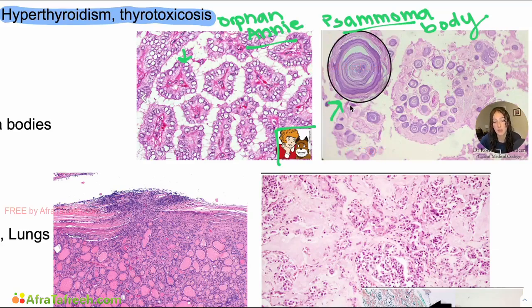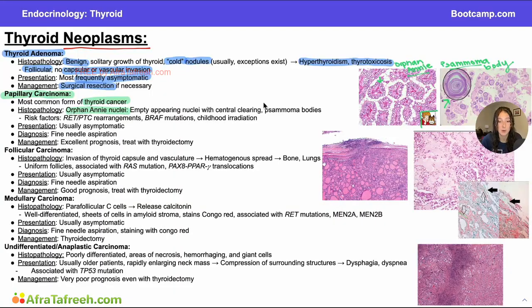And both of these pictures, although they can be seen in other pathologies, are not really seen in most of the other thyroid cancers. So they are going to be helpful for you to distinguish which thyroid cancer we're talking about. So remember, if you see orphan Annie nuclei or if you see psammoma bodies, it is a good bet we are talking about papillary carcinoma of the thyroid. If this is a thyroid question, great to keep that in mind.